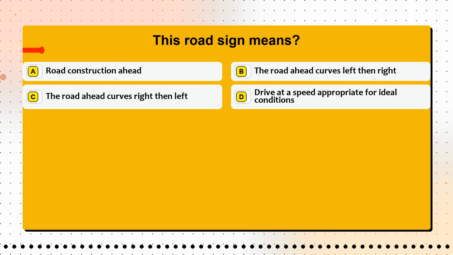Question 9. This road sign means? Here are the options. Option A, road construction ahead. Option B, the road ahead curves left then right. Option C, the road ahead curves right then left. Option D, drive at a speed appropriate for ideal conditions.